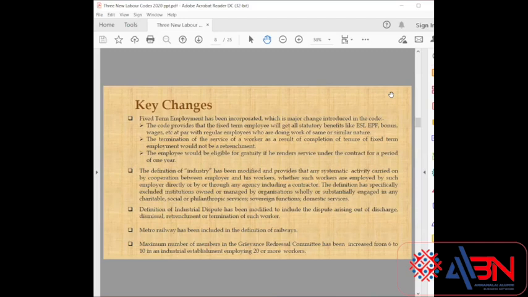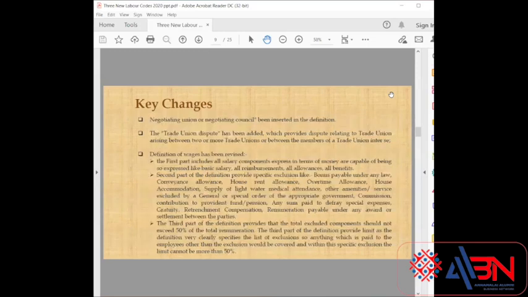And the termination of service of this kind of worker does not have any implication of retrenchment. Because it was a fixed term employment, you don't have to worry about those litigations that would come with contract workers or other kinds of agency employees. The definition of industry has also been modified. I will not get into much detail of what the definition of industry is. Metro railways have also been included into railways and grievance redressal committee, as we've already spoken.